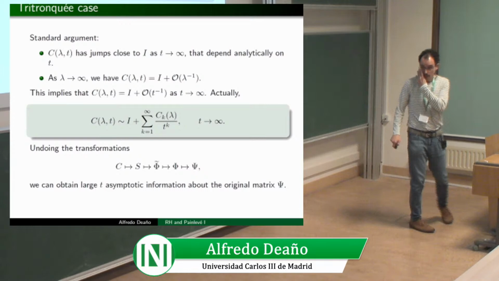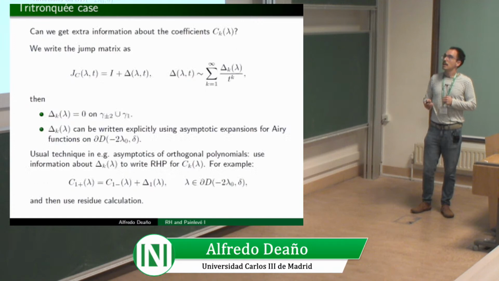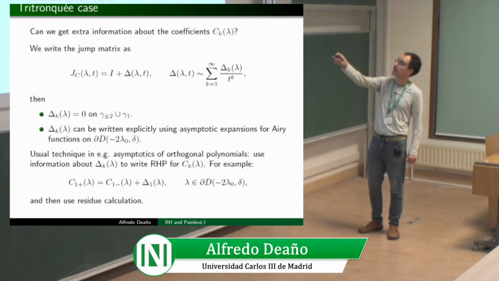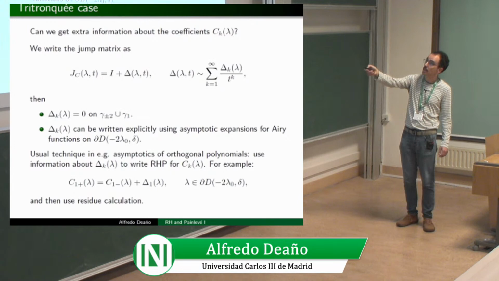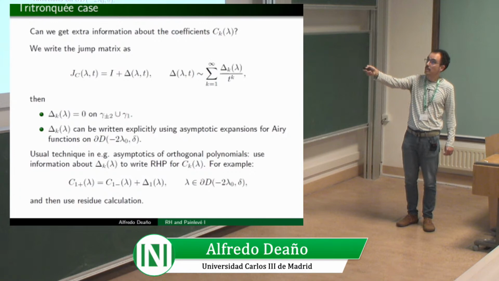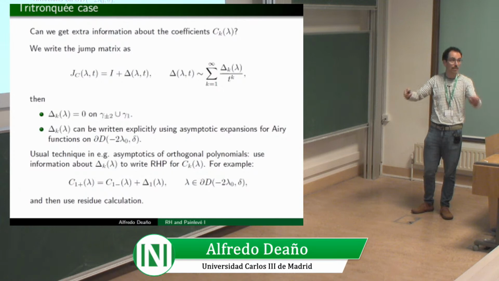Okay, so this is a bit how it works. There are a lot of details that I'm hiding. Actually, you can get more information, because this coefficient C_k that appears in the expansion, actually I can compute them if you want to. It gets more and more complicated, but they are explicit, in the sense that if I have an asymptotic expansion for the jump with some coefficients delta, then I can use this coefficient delta to compute the coefficient C_k.